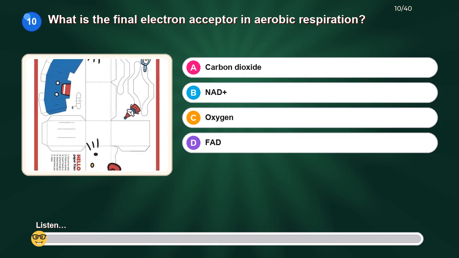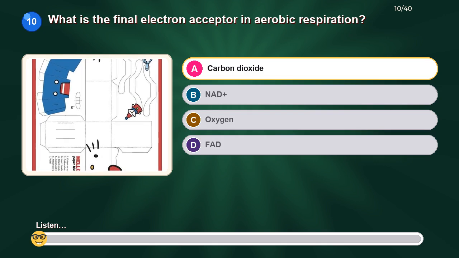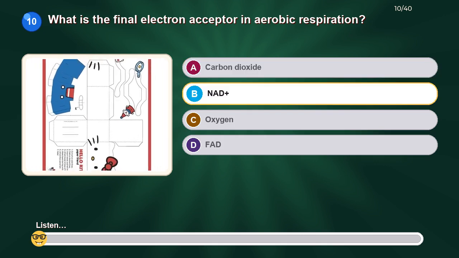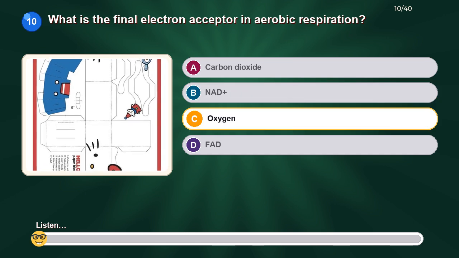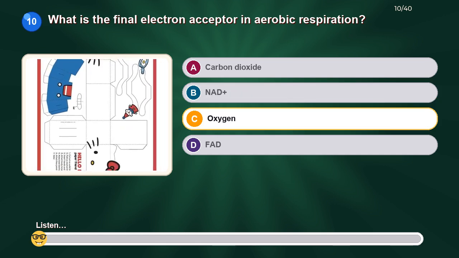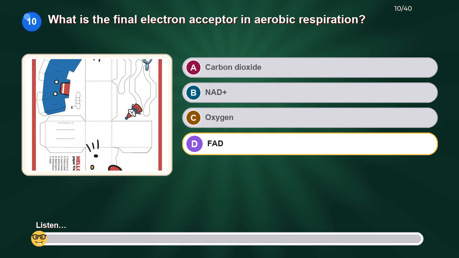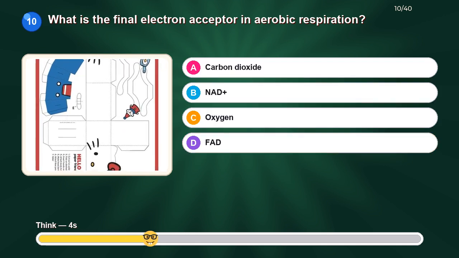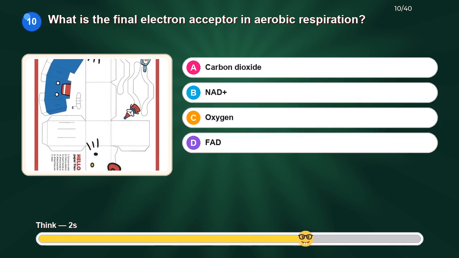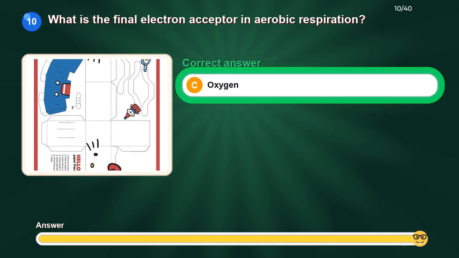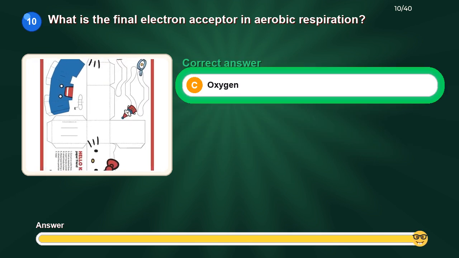What is the final electron acceptor in aerobic respiration? Option A, carbon dioxide. Option B, NAD+. Option C, oxygen. Option D, FAD. The correct answer is oxygen.